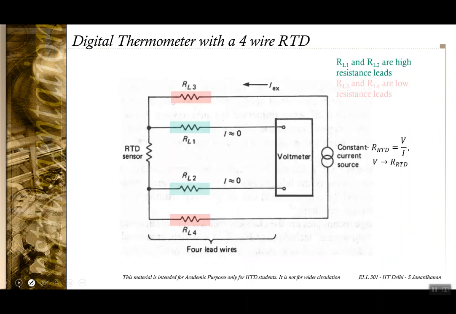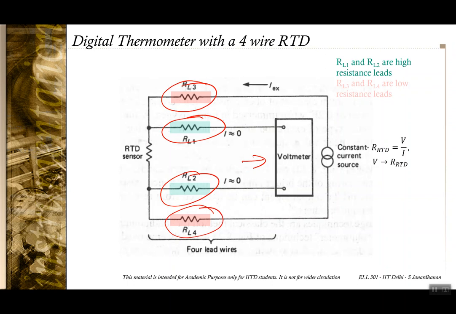These 4-lead RTDs can also be used in digital thermometers, where you have the high resistance leads connected to a voltmeter and the low resistance leads connected to a constant current source. Now what is happening is that this voltmeter is measuring the voltage across the RTD. So what you have is RT is less than RL1 or RL2, and that is much less than the voltmeter resistance. So basically the voltage across the RTD is being measured because literally no current flows through this circuit.